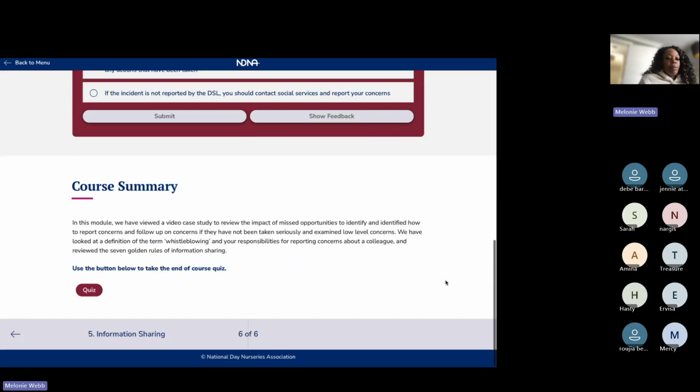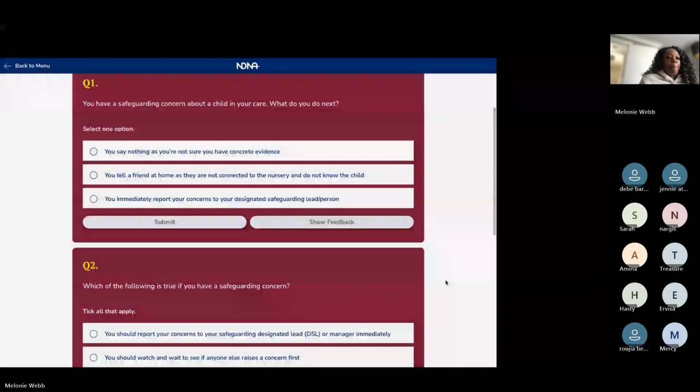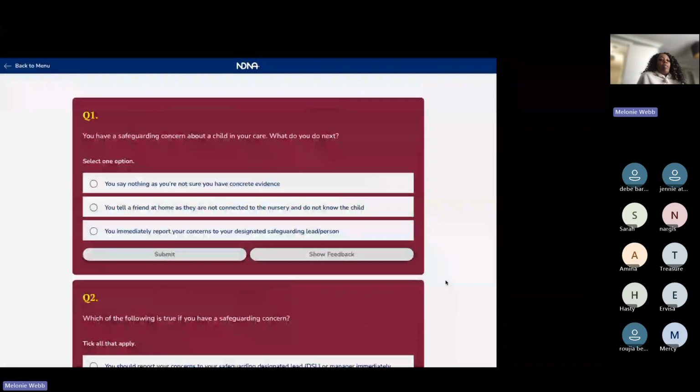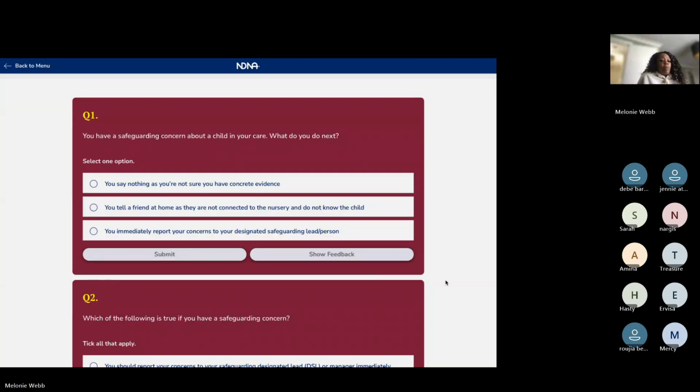So we have two questions. You have a safeguarding concern about a child in your care. What do you do next? Do you, one, say nothing as you're not sure if you have concrete evidence? Two, tell a friend at home because they're not connected to the nursery and don't know the child? Or three, immediately report your concerns to your DSL? In the chat box. Three. I'm interested if anyone would say anything different, but I trust you enough.